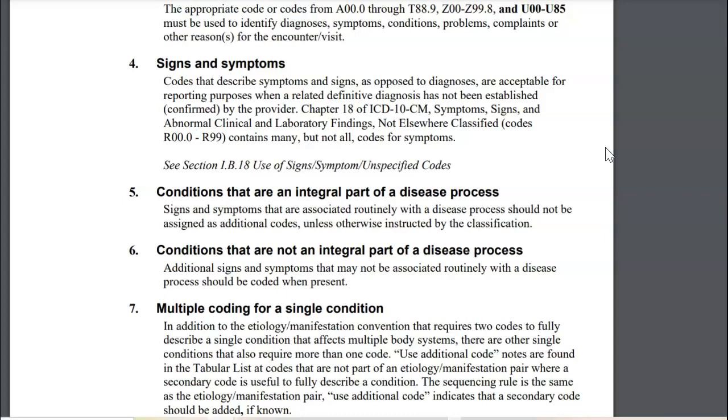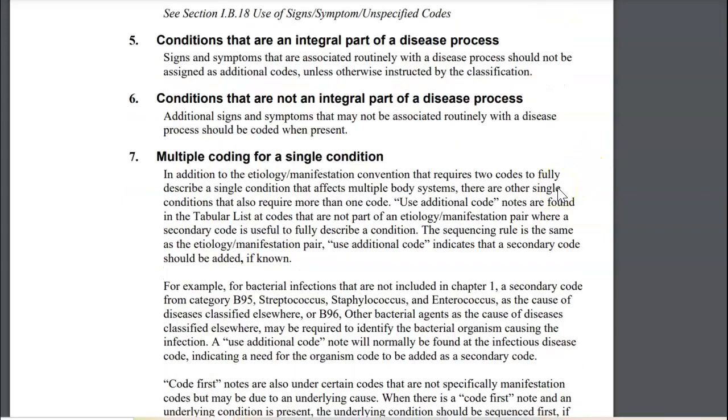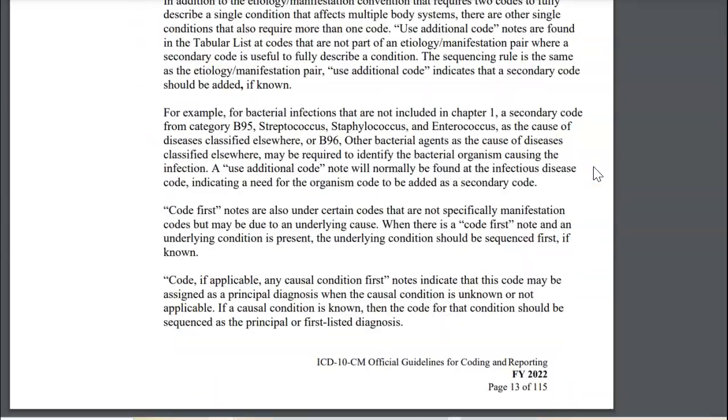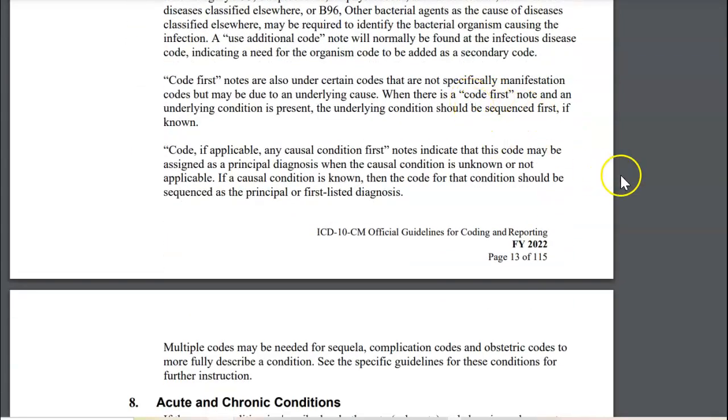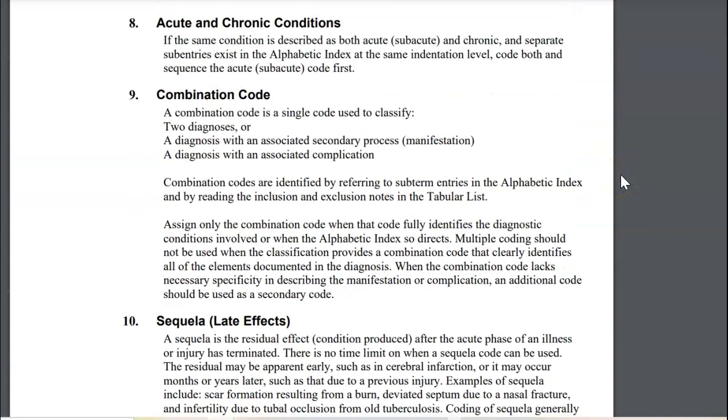Same thing, a patient comes in with abdominal pain, okay, and they diagnose them with appendicitis. You cannot code the abdominal pain. You can only code the appendicitis. Okay, multiple coding for a single condition. A lot of times you'll see "use additional code." That's telling you you need another code. Okay, so again, I'm just touching base on some of these.